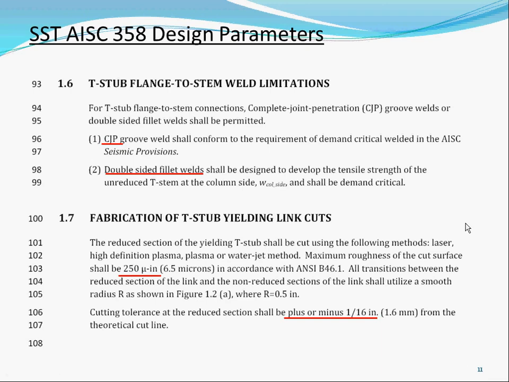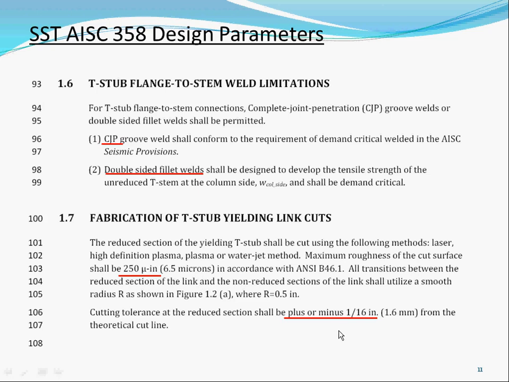1.7 fabrication. Typically, we have a limitation on how smooth this is. The reason is we saw some testing. If they cut it, it would be very rough and create stress concentration. So we want to make it smooth, and we give a smoothness requirement on the fabrication. It's 250 microns, or actually 6.5 micro inches.